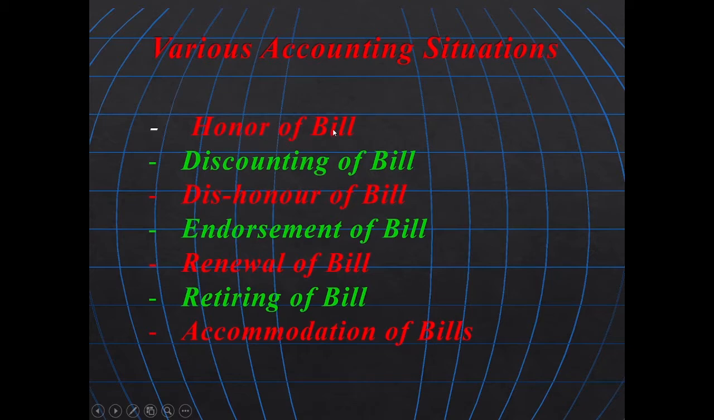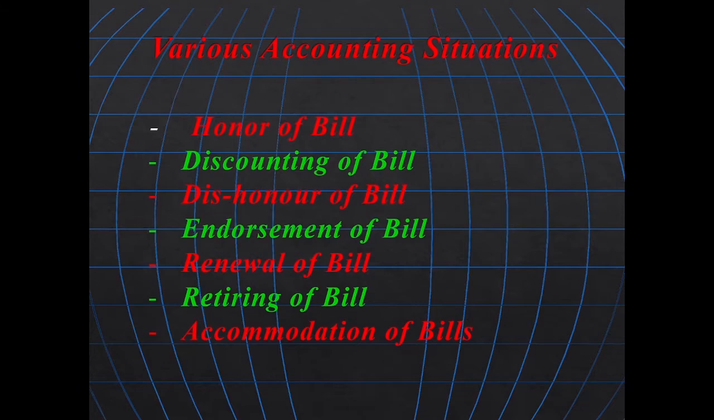The situations are honor of the bill. Honor of the bill means on the due date, the drawee will pay the money. Discounting the bill: already we learned in the advantages of the bill. If the bill is discounted with the bank, we have to pass one journal entry in the books of the drawer. That is the situation. And dishonor of the bill. If the bill is dishonored, it may be dishonored in three cases: one is waiting for a time period, if the bill is discounted, and if the bill is endorsed. In these cases, if the bill is dishonored, we have to pass journal entries in the books of the drawer, drawee, and endorsee.